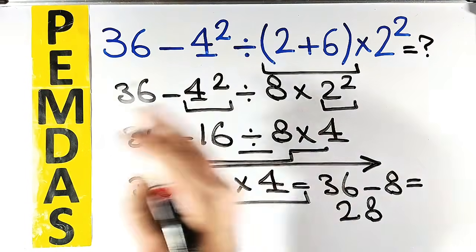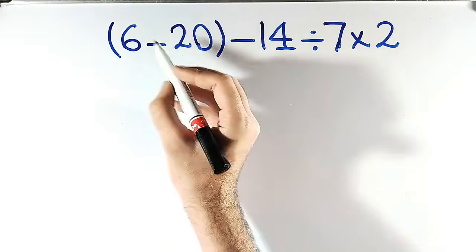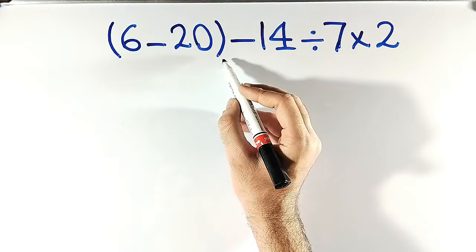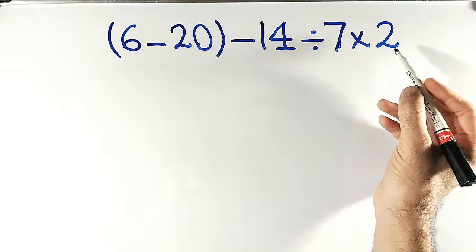Okay, now let's solve another math question together. What is the value of the expression 6 minus (20 minus 14) divided by 7 multiplied by 2?